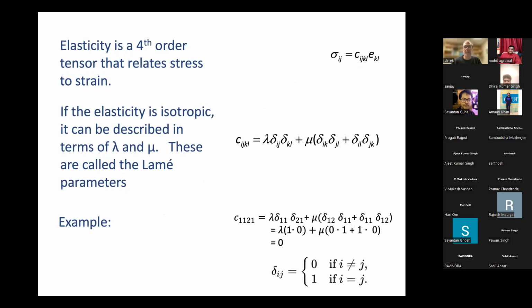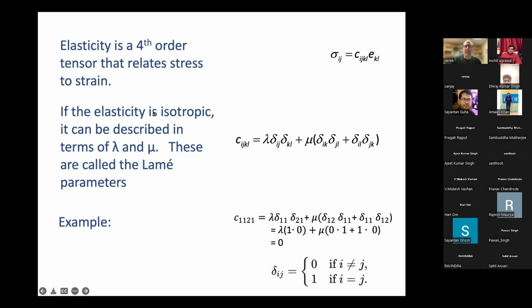Elasticity is a 4th-order tensor that relates stress to strain. So sigma sub ij equals C sub ij KL times E sub KL. So a 4th-order tensor has 81 components in it. It's 3 to the 4th power because it's a 4th-order tensor, where stress and strain are 2nd-order tensors, so they have 3 to the 2nd components, or 9 components.